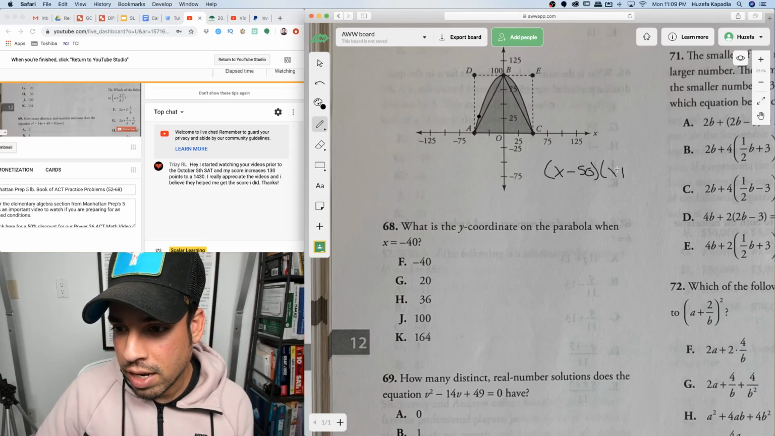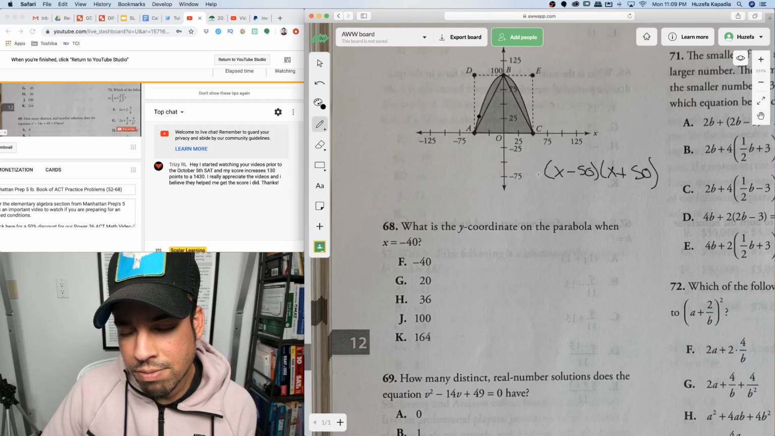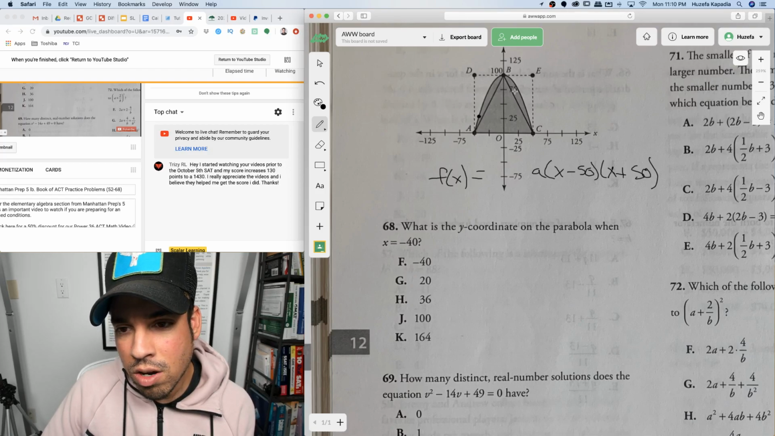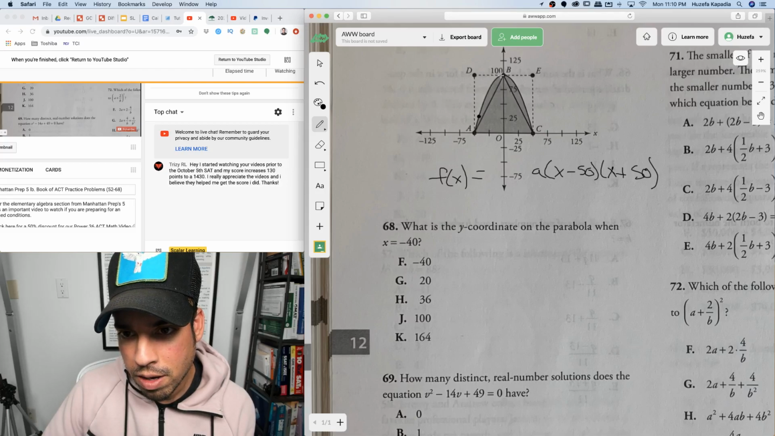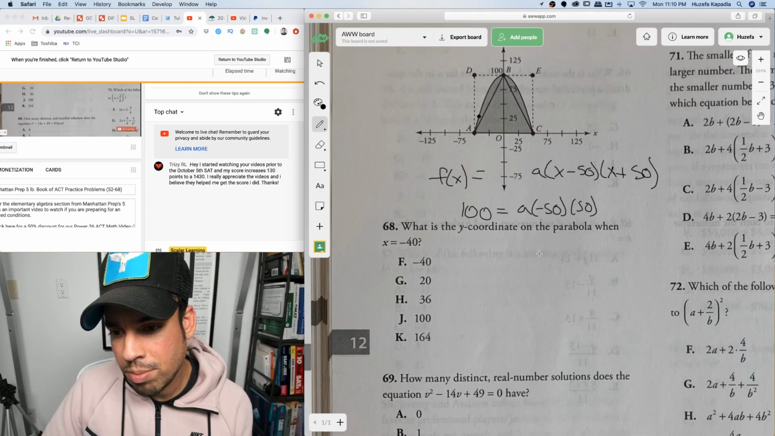Anyways, all right. So I got x minus 50, x plus 50. And there's some a value here. We don't know what it is per se, but we can figure it out. There always is an a value in these quadratics. Now, I know that when x equals 0, my y equals 100. So f of x equals 100. And when x equals 0, that's negative 50 times positive 50, and that's going to be negative 2,500.